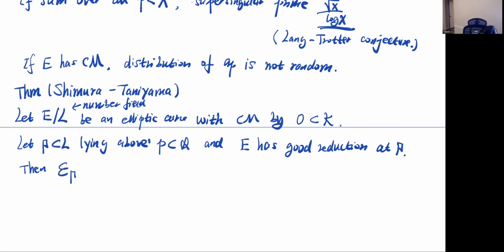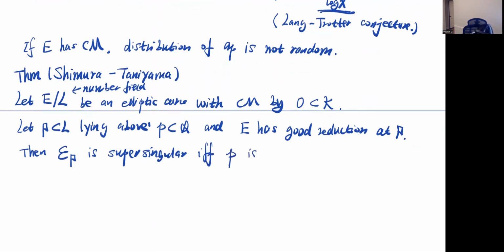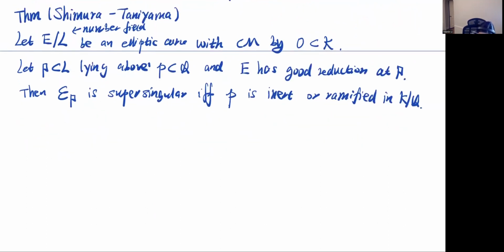the reduction Ep is supersingular if and only if the rational prime p is inert or ramified in K. So let me draw the picture for you. This is my rational field Q. This is a field L where the curve E is defined over. So E is defined here, and here is the imaginary quadratic field K, which is the endomorphism algebra of E.